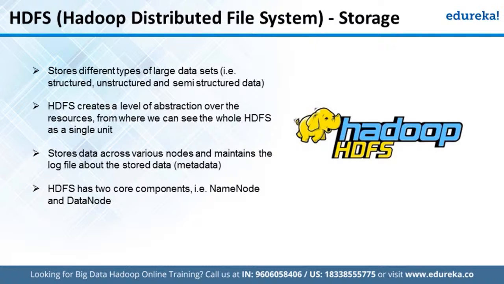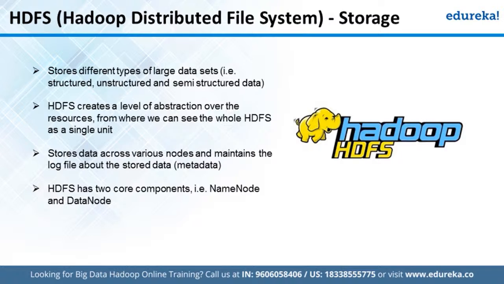So it gets transformed into mappers and reducers, but the ultimate aim I am trying to convey is that the data will be pulled from multiple nodes. It will be wrangled, joined, and whatever operation you need to do, you do it, and then it gets retrieved to the end user. It stores data across various nodes and maintains the log file about the stored data.